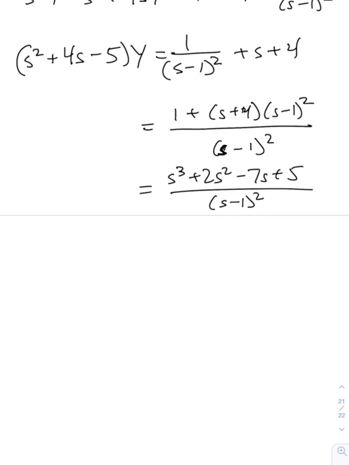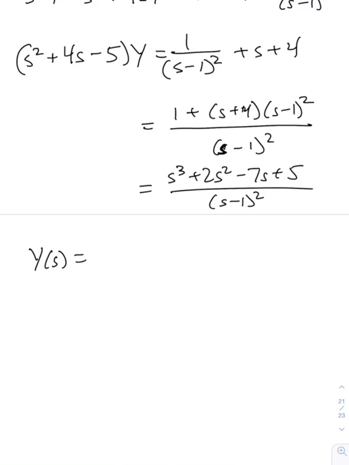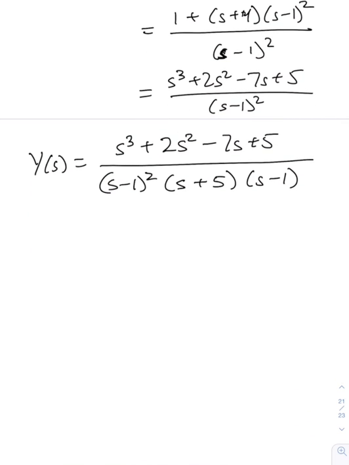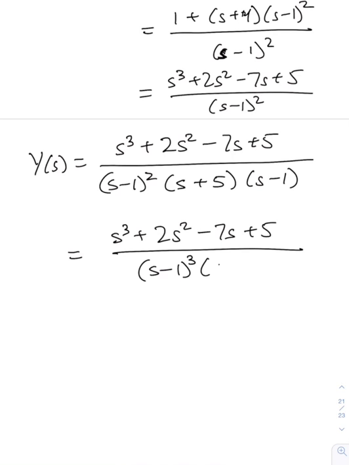All right, finally we're going to solve for y. So I have y of s is equal to, here's my numerator, s cubed plus 2s squared minus 7s plus 5. Okay, I've got that s minus 1 squared, and then I want to divide by s squared plus 4s plus 5. While I'm dividing, I might as well factor, so that factors as s plus 5 times s minus 1. And we can put those two together, the s minus 1 squared and the s minus 1. Let's do that. So I end up with s minus 1 cubed times s plus 5.